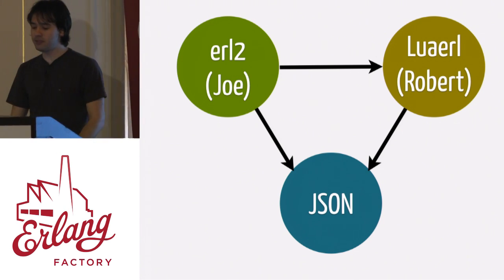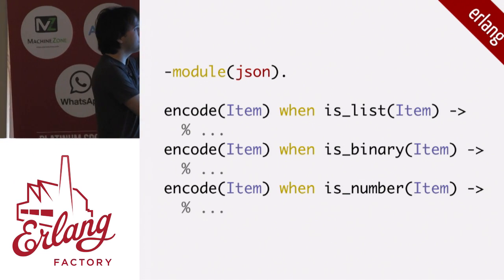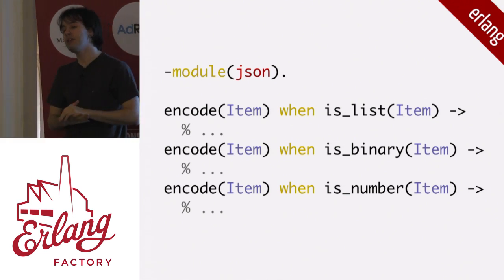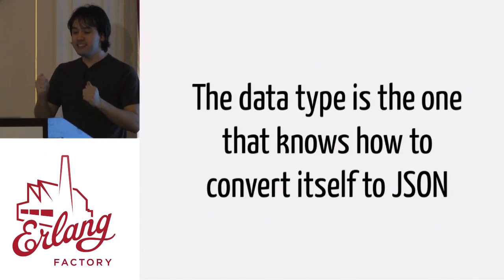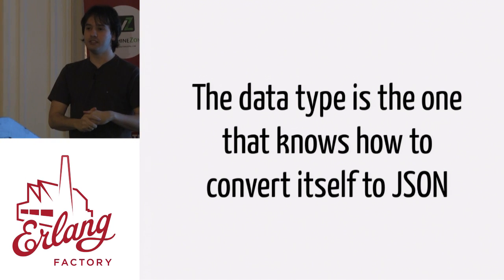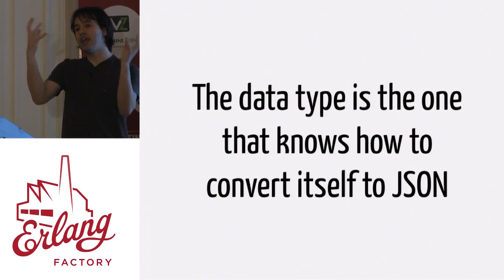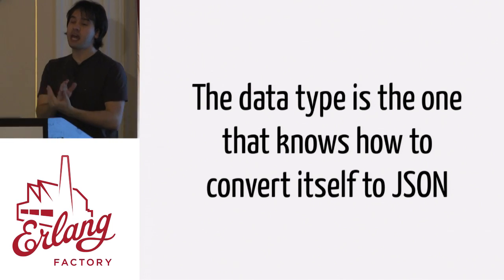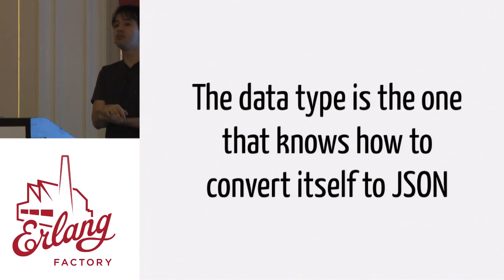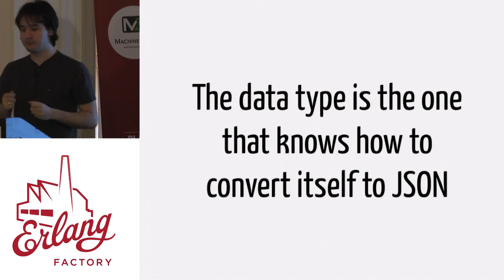And the issue about this is exactly that it's just ad hoc polymorphism. All the code is in a single module, in a single place, while the truth is that the data type is the one that knows how to convert itself to JSON. It's not the JSON module, right? The JSON module cannot know about everything. The one that knows is the data type itself, and the data type is the entity we need to ask: how can you represent yourself in JSON?